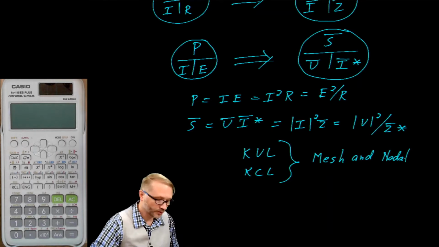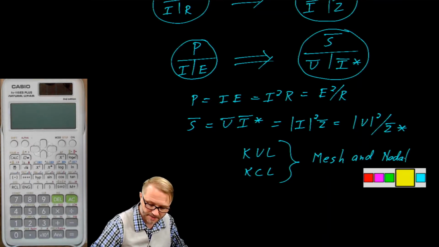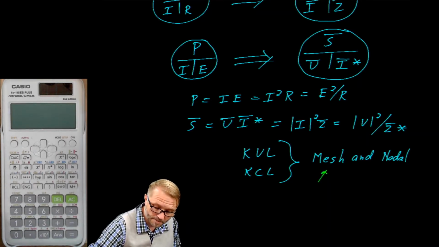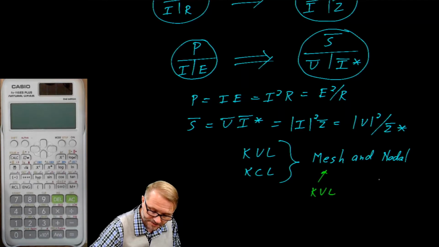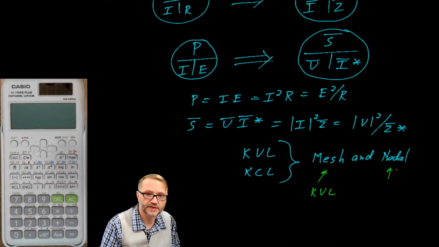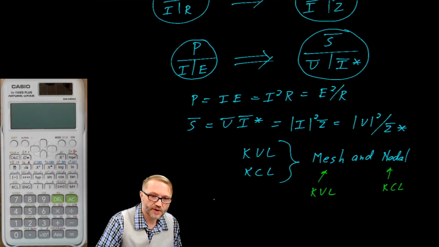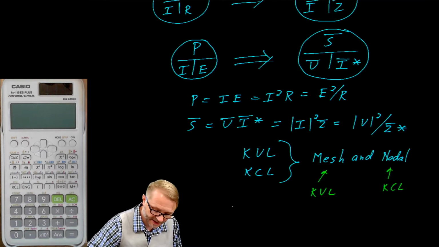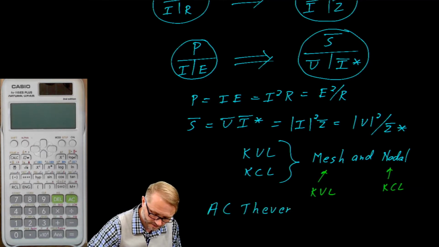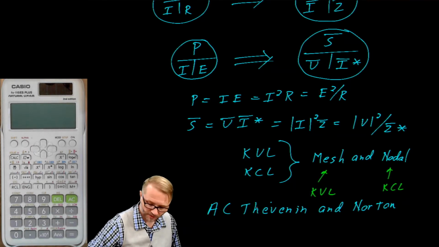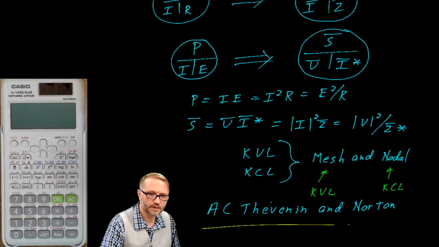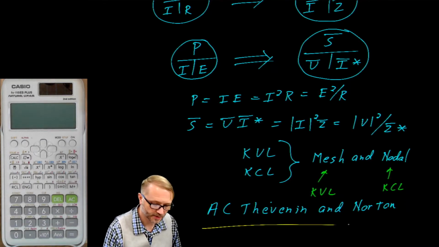By the way, do you remember which one is associated with which technique? Mesh was always concerned with the loop voltages, so that's Kirchhoff's voltage law, and nodal was concerned about the currents entering and leaving a node, so that's Kirchhoff's current law. In a moment, we'll explore Thevenin and Norton and how they apply to AC. Before we get started with Thevenin, let's take a moment to do a quick power problem.